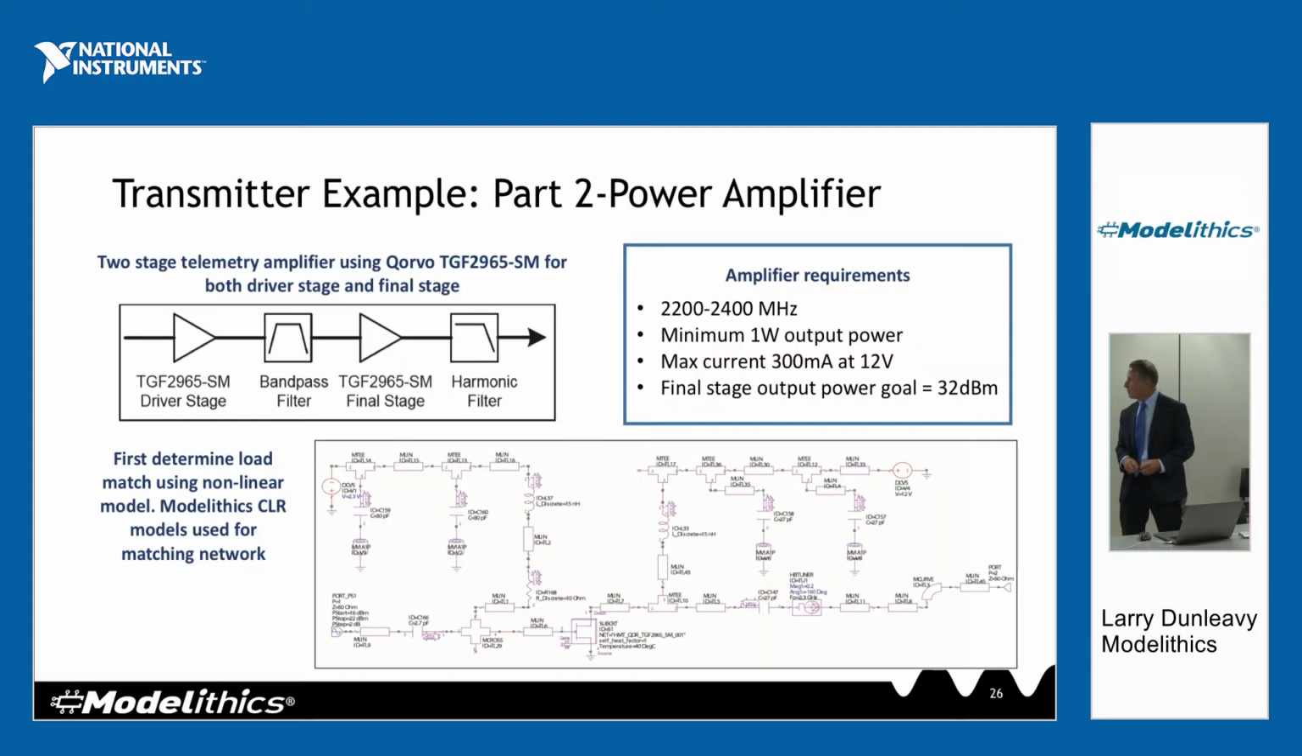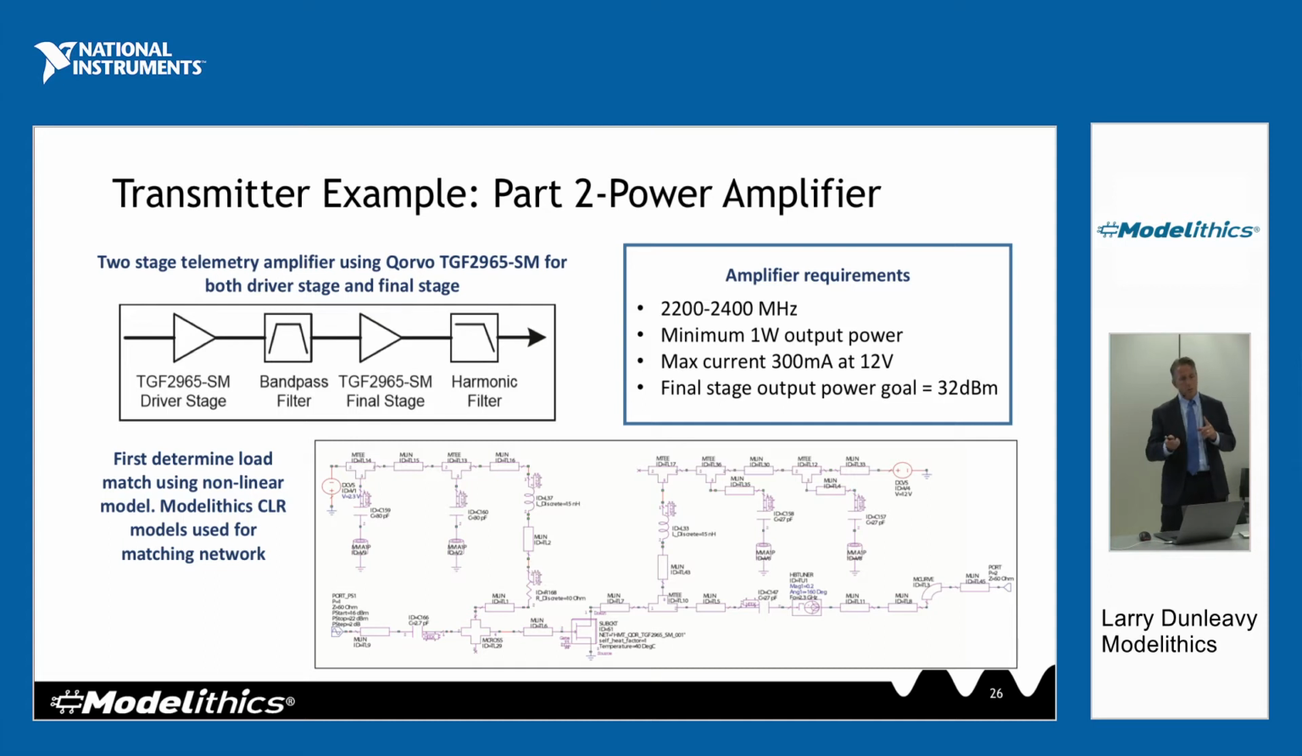So it's a two-stage PA, and this is the frequency range, 2.2 to 2.4 GHz. Not a real high power one, minimum of a watt, but what was really important for him was the maximum current, and he was operating at a low voltage, 12 volts. We actually extracted the model at 32 volts, but it actually worked. It worked out well for him and gave a good result at 12 volts.